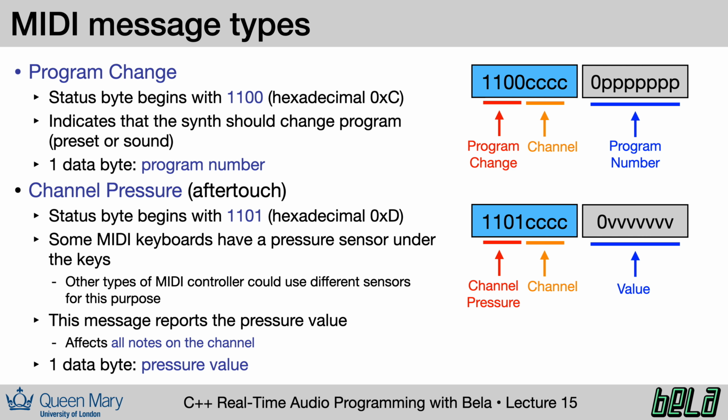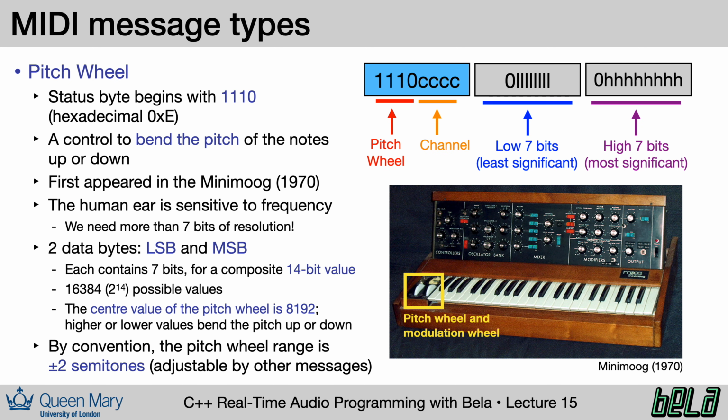Another common message is channel pressure, more commonly known as aftertouch. Here, the status byte begins with 1101, which is a value of 13, or hexadecimal D. Channel pressure messages are typically generated by MIDI keyboards, which have a pressure sensor underneath the keys. It's possible that other types of MIDI controllers besides keyboards would also generate channel pressure messages. A notable feature of the channel pressure message is that it affects all the notes on the channel. Typically, it's from a sensor which goes underneath all the keys, rather than being a note-by-note measurement of key pressure. Therefore, the channel pressure message only has 1 data byte, which is the value of the pressure, again ranging from 0 to 127.